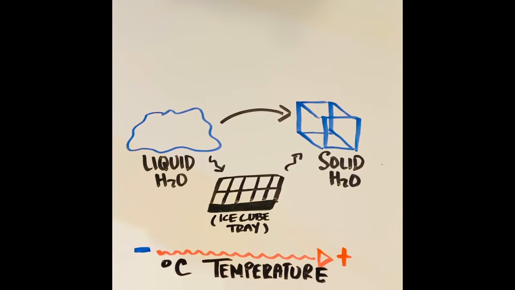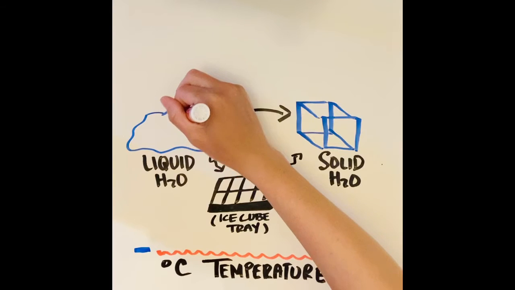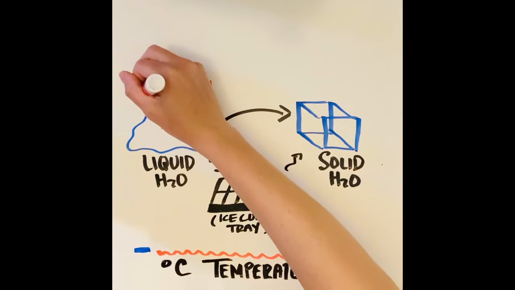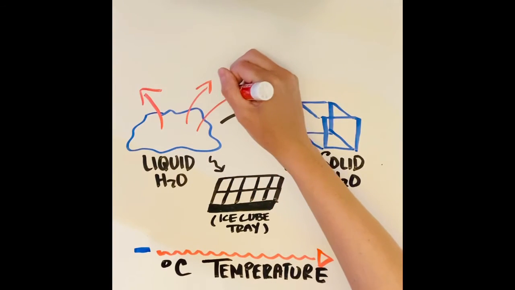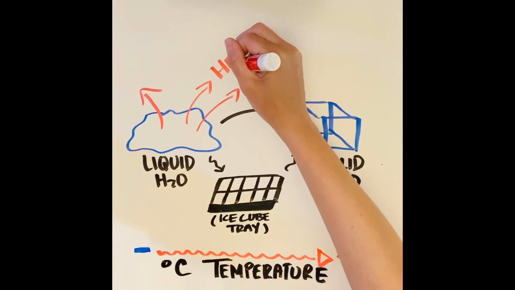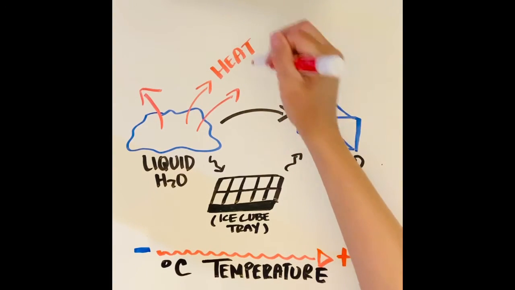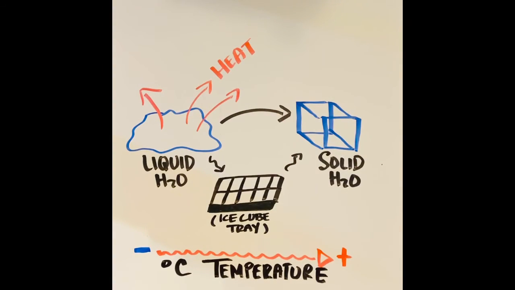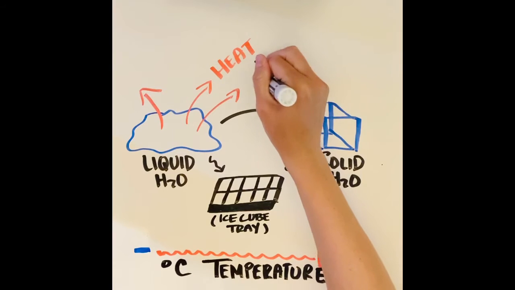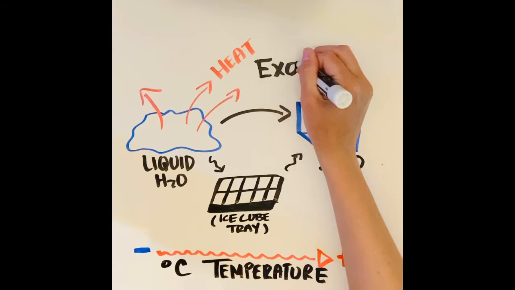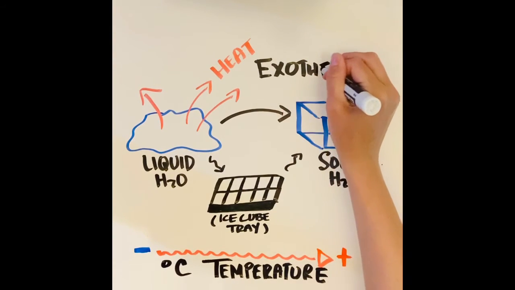What if I take my liquid water and put it in an ice cube tray and pop it back in the freezer? Well, then the liquid water is releasing heat energy to its surroundings. Remember that heat always moves from hot to cold. So as the liquid water is releasing heat energy, the molecules form those nice neat patterns again and form into solid ice. We call this an exothermic reaction.